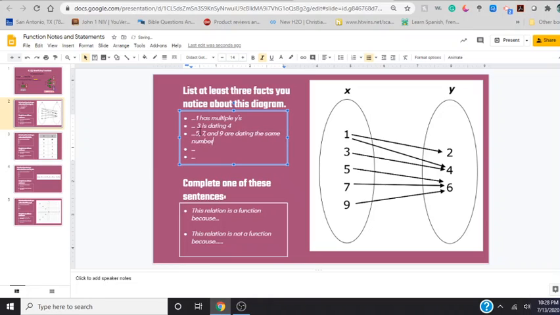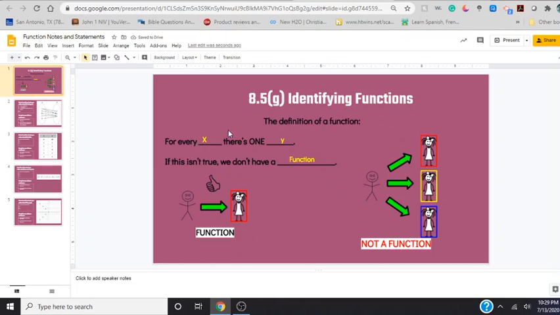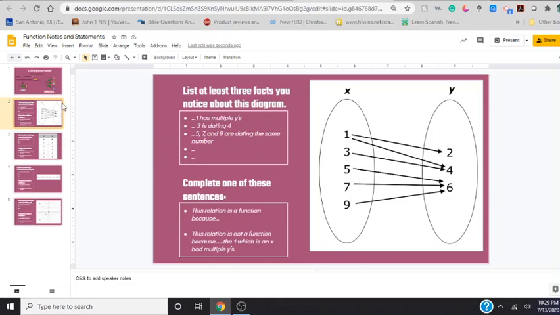All right. That's what I would put if I were your age. And so this is a complete one of these sentences. This relation is a function or it is not a function. I would say it is not a function because the 1, which is an x, had multiple y's. And as we said in the first slide, our definition of a function is that for every x, there's one y. Since this x has multiple y's, this whole thing is not a function.